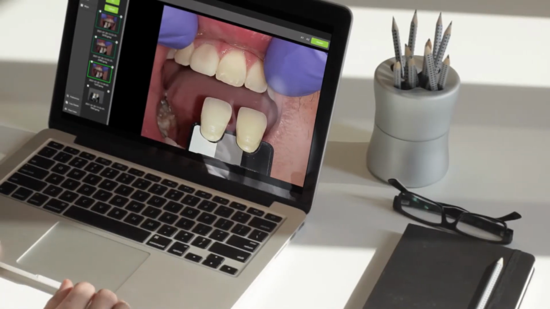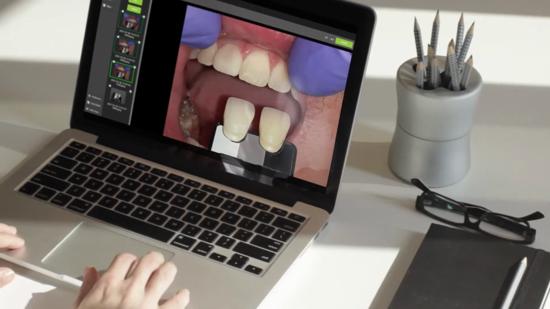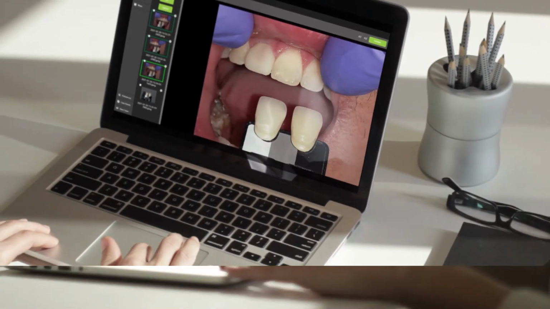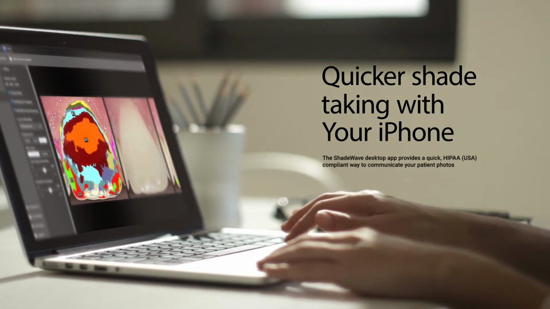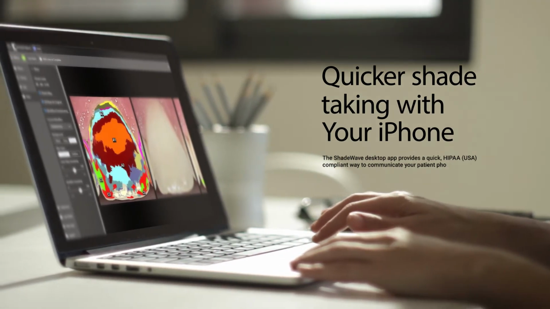And please remember to always take the shade immediately when the patient is seated. This stops the teeth from dehydrating. Best of all, there is no downloading of the pictures to a different device after you've taken your series. Simply say the word upload and the pictures are sent through a HIPAA-compliant portal directly into the Absolute Shade system.